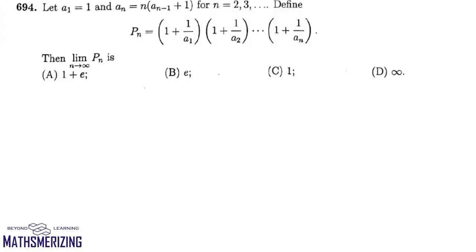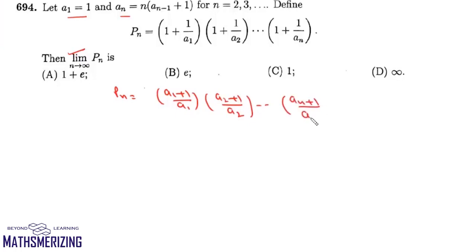Now here the question is: let a1 equals 1 and an equals n into an minus 1 plus 1 for n equals 2, 3, 4. Define Pn as 1 plus 1 upon a1 into 1 plus 1 upon a2, up to 1 plus 1 upon an. Then we need to find the limit n tends to infinity of Pn. Now we can write this Pn as a1 plus 1 upon a1, a2 plus 1 upon a2, and in the same way it goes up to an plus 1 upon an.